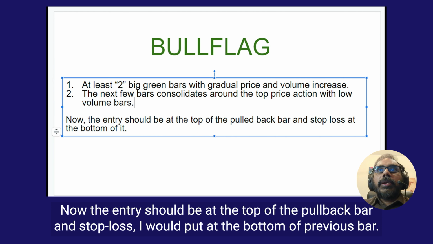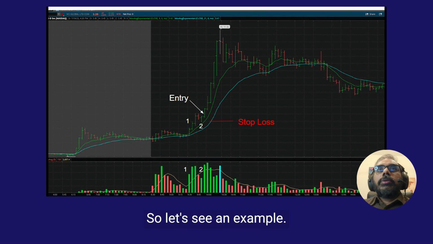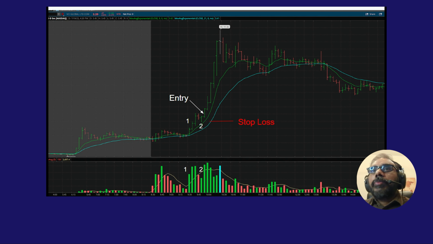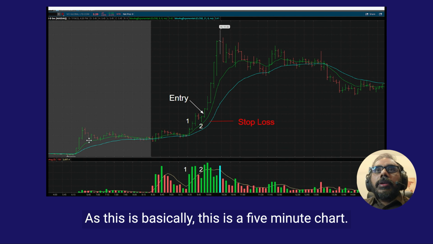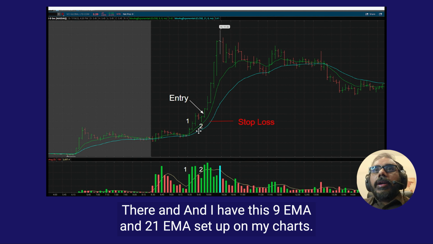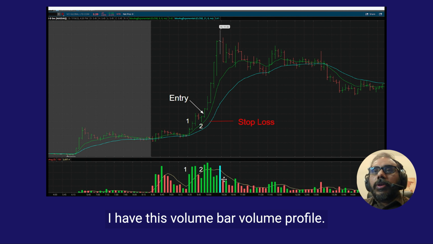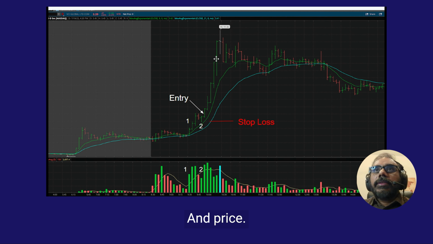Now the entry should be at the top of the pullback bar, and stop loss I would put at the bottom of the previous bar. So let's see an example. Here, this is a 5 minute chart, and I have this 9 EMA and 21 EMA set up on my charts. I have this volume bar, volume profile, and price. This is all the settings I have.